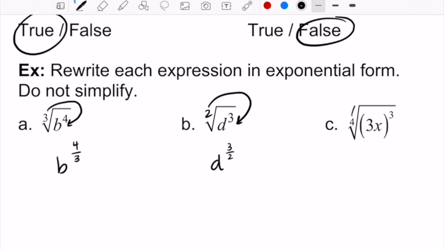And then lastly on C, be careful because the 3 and the x are together inside parentheses. And so the 3/4 exponent goes outside those parentheses and would apply to both of those values on the inside.